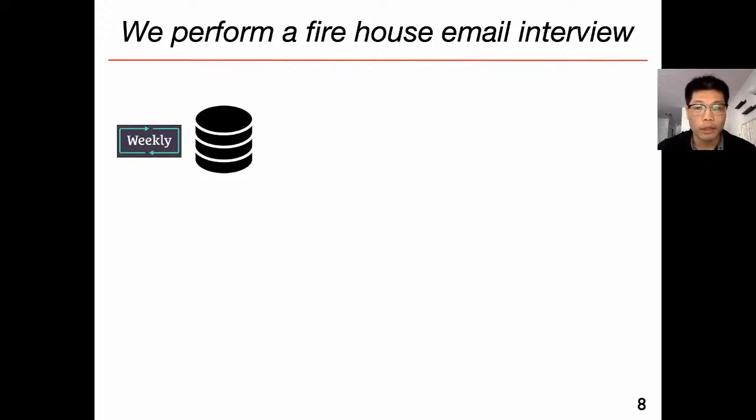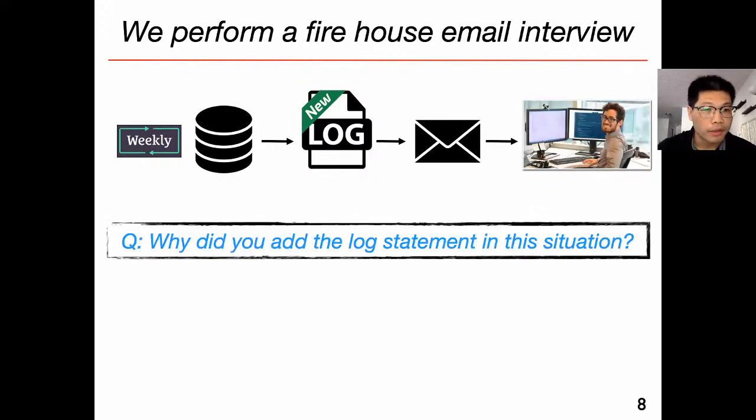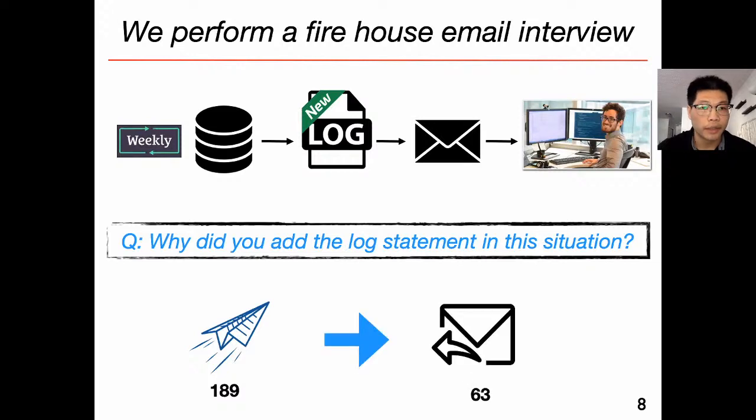We first weekly monitor the FJoy apps to identify whether there exist newly added logging statements. If we observe a newly added logging statement, then an email will be sent out to the developer. We will ask the developer in each email, why did you add the logging statements in this situation? And finally, we sent out a total of 189 emails and received 63 responses during our study period.